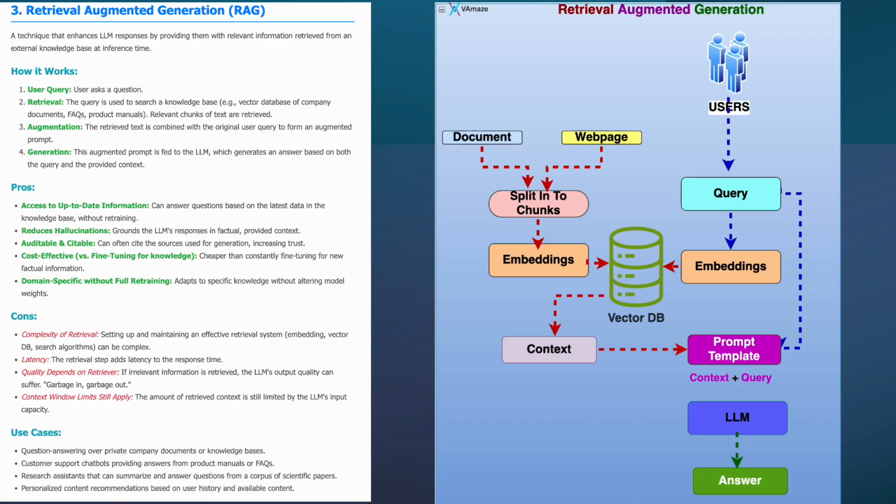But RAG isn't without its complexities. The complexity of the retrieval system itself can be a hurdle. Setting up and maintaining an effective retriever, including embeddings, vector databases, and search algorithms, can be challenging. The retrieval step also adds latency to the response time. And crucially, the quality of the RAG system heavily depends on the retriever. If irrelevant or poor quality information is retrieved, the LLM's output will likely suffer. It's a classic garbage in, garbage out scenario.